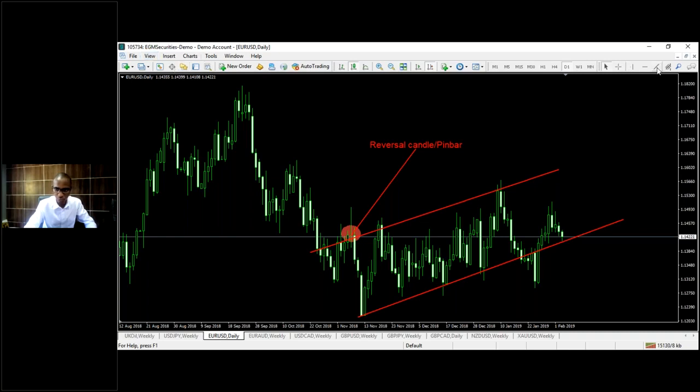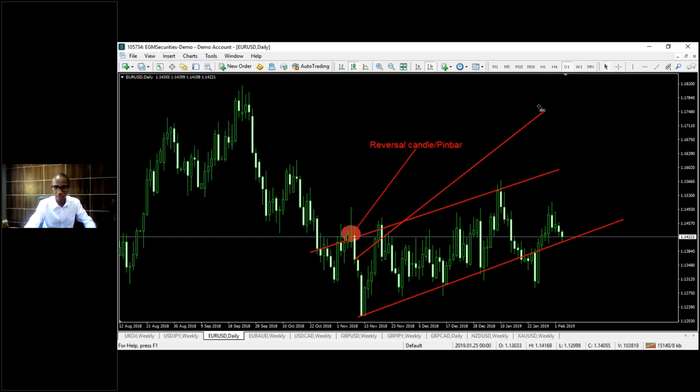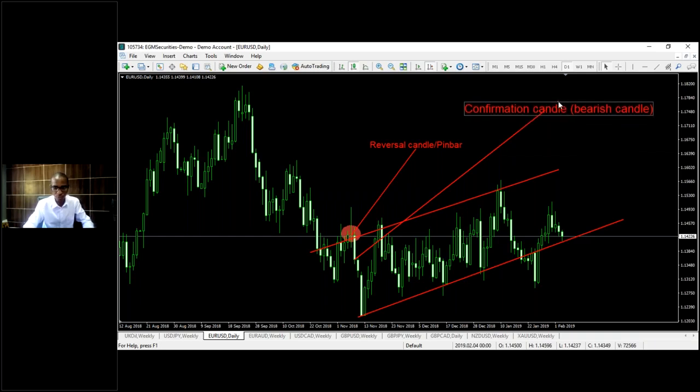I'm just going to draw and show you the confirmation candlestick that should have informed you to take the trigger and comfortably and confidently take your trade. So this is our confirmation candle, and it's a bearish candle. This is our confirmation candlestick that happened after the reversal pin bar candlestick formed.